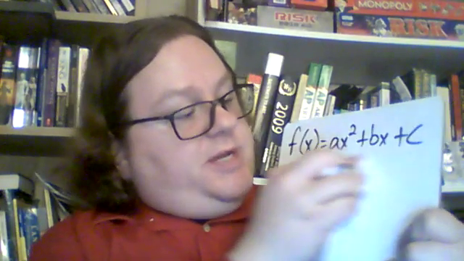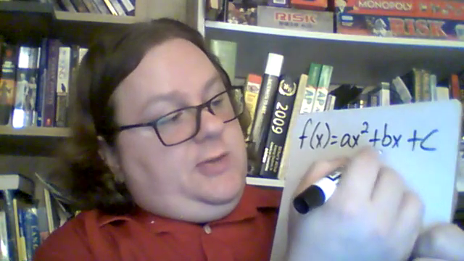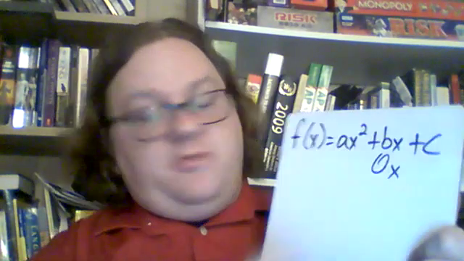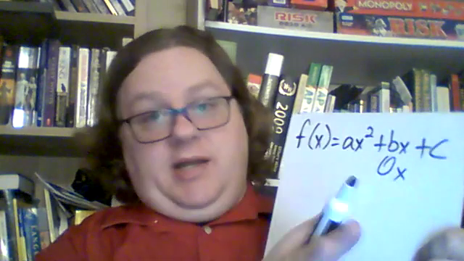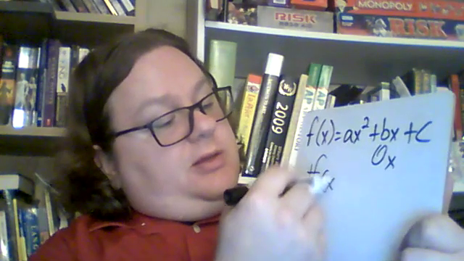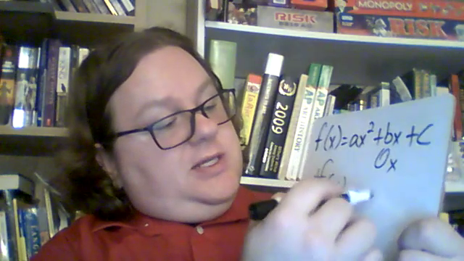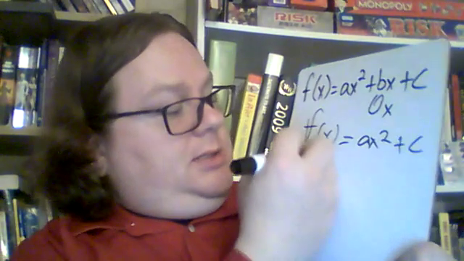Now, the special circumstance for this particular lesson is when b equals 0. So if b equals 0, then this whole middle term doesn't matter right now. So what we're dealing with is f of x equals ax squared plus c. So some examples of what that might look like.